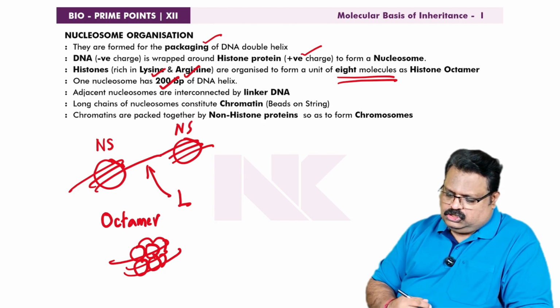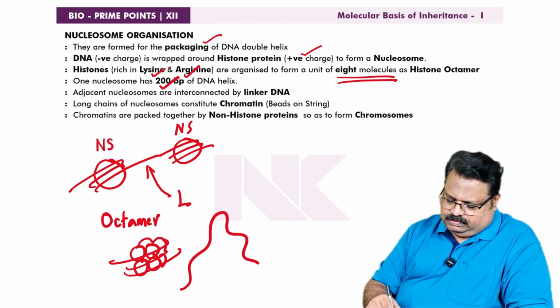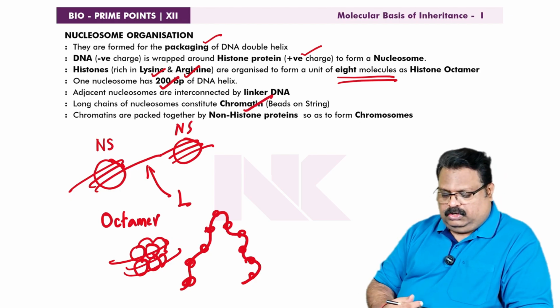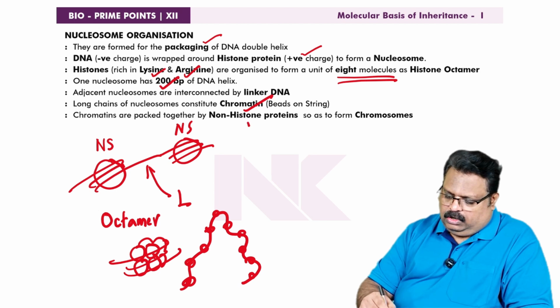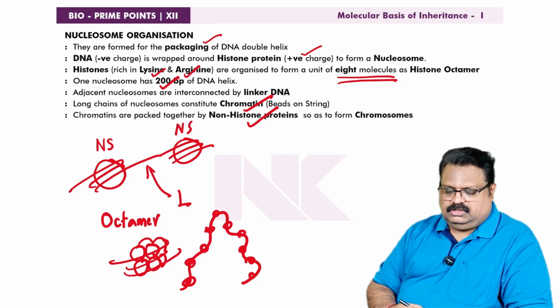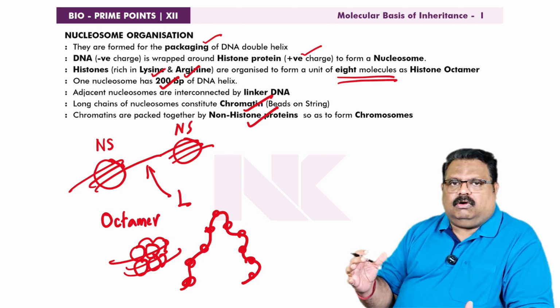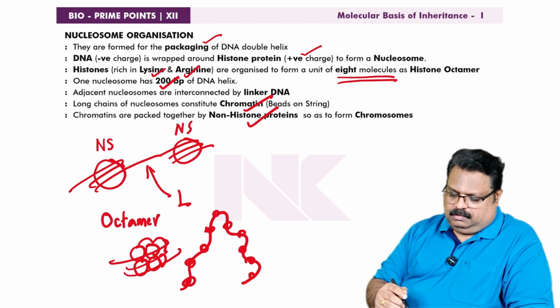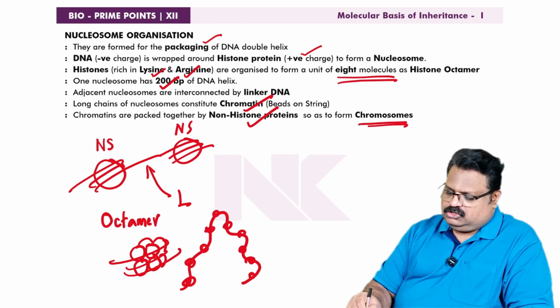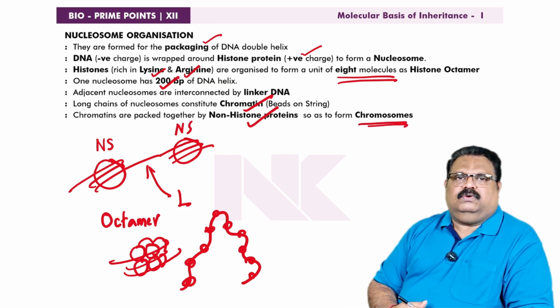Long chains of nucleosomes constitute chromatin. You can see very long chains of nucleosomes, just like beads on a string structure. This is what is called chromatin. Then the chromatin molecules are again packed together by non-histone proteins so as to form thickened bodies, called chromosomes. So in order to make the DNA molecule compact, it is coiled around the protein molecules called histones, forming chromatin, and the chromatin is again coiled together by non-histone proteins, forming chromosomes. This is the organization of the nucleosome.